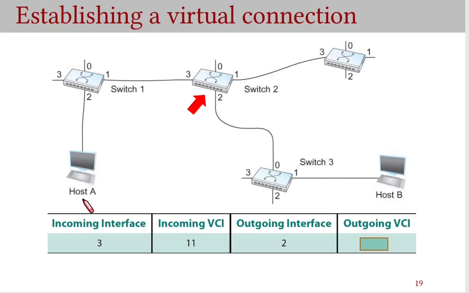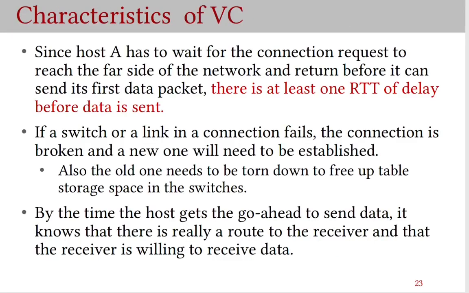At this point, the circuit no longer exists, and so if host A sends a packet with VCI 5, when it's received at switch 1, it's simply going to drop it, as if this connection had never existed. In the case of virtual circuits, since the sender has to wait for the connection request to reach the far side of the network and return before it can send the first data packet, there is at least one round trip time delay before data is sent.